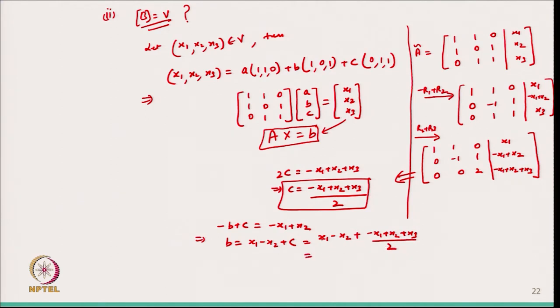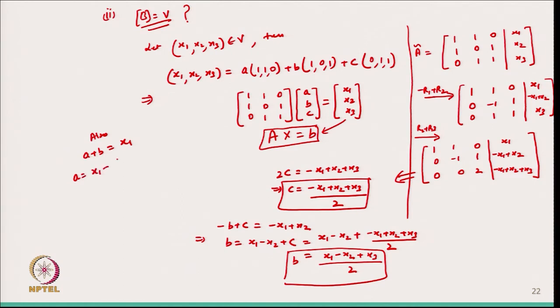And from here I can write 2x1 minus x1, so it will be x1, minus 2x2 plus x2, so minus x2, plus x3 by 2. So this is my B, and from the first equation I get A plus B is equal to x1. So my A will be x1 minus B, so minus of this one, so that gives me 2x1 minus x1, so x1 plus x2 minus x3 by 2. So that is my A.